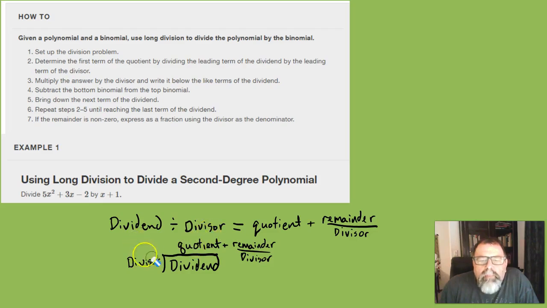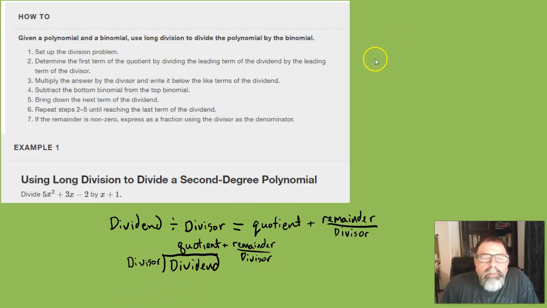When we set it up in long division, we use the long division symbol. The first number, the dividend, goes underneath the long division symbol. The divisor goes on the outside, and when you work it out, the quotient goes on the top. And then if there's any remainder, we're going to write it as a fraction. It'll be the remainder divided by the divisor. Okay, so let's try this.